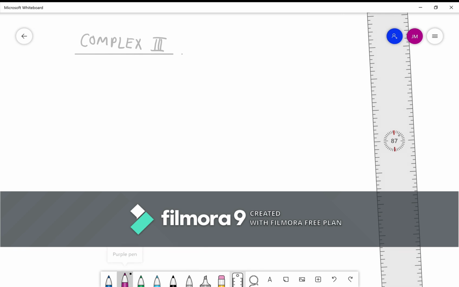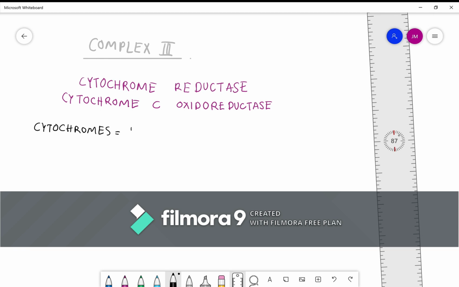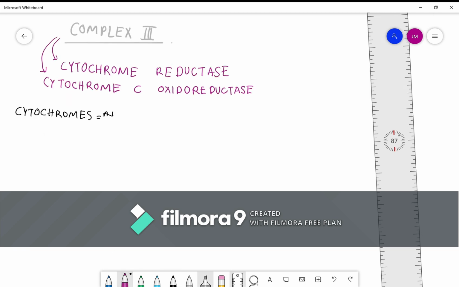Complex 3 of the ETC is called cytochrome reductase. It is also known as Q-cytochrome C oxidoreductase. Sorry, I made a typo. It actually has the letter Q in front of cytochrome C oxidoreductase.